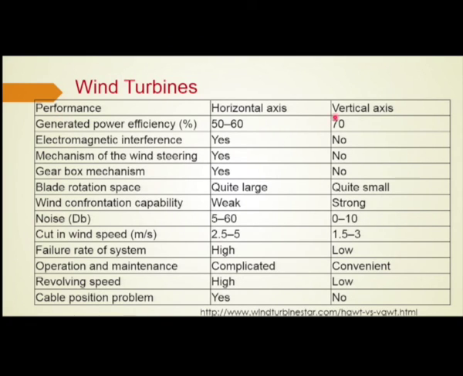So if we compare horizontal axis and vertical axis wind turbines, with improved structures, vertical axis wind turbines can have efficiency up to 70%. The disadvantages, EMI interference, the mechanism of wind steering, airbag, all are required for horizontal axis. For vertical axis it is not required. Blade rotation space is very large for horizontal axis, it is small for this one. Wind confrontation capability is weak for horizontal axis and it is strong for vertical axis. Noise produced in the turbine is less for vertical axis, so it is more environmentally friendly, and the failure rate is also less. Operation and maintenance is convenient, rotating speed is slow, and the cable position problem is not there for vertical axis. With more advancements we can use vertical axis wind turbines.